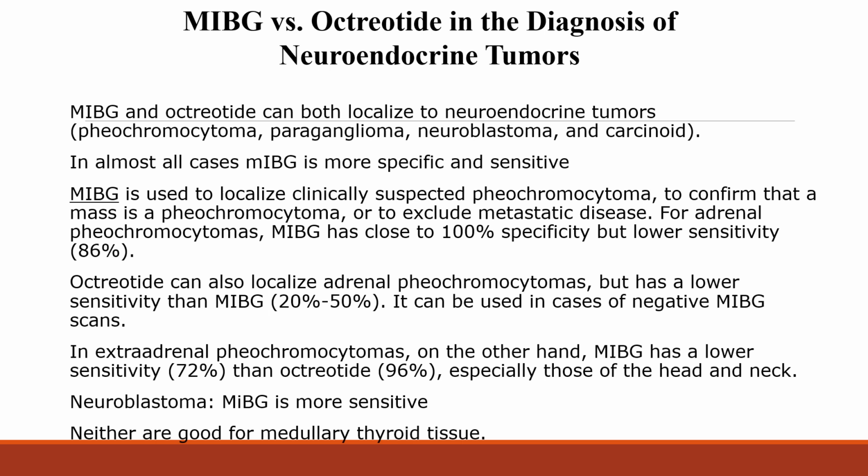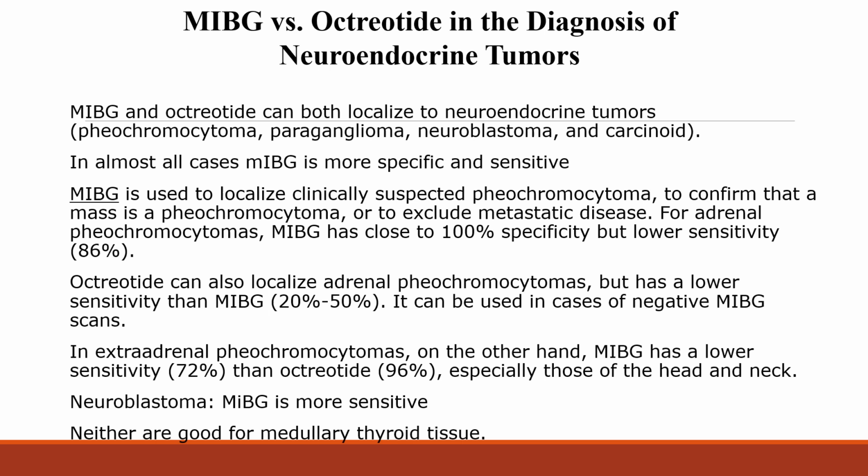Remember, the MIBG is that norepinephrine analog, whereas the octreotide targets the somatostatin receptor. So you may have a case where the pheochromocytoma is not over-secreting that norepinephrine, but it does still have somatostatin receptors on the surface of the cell. So if the MIBG study is negative and a neuroendocrine tumor is still suspected, or it's known and you want to see if it's progressed, that's where you could do the octreotide as a follow-up.